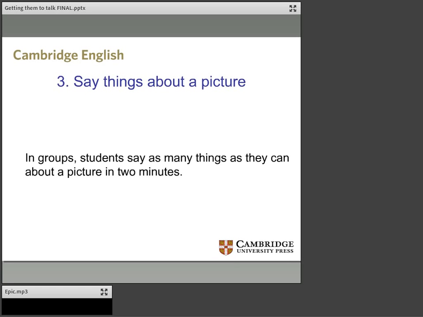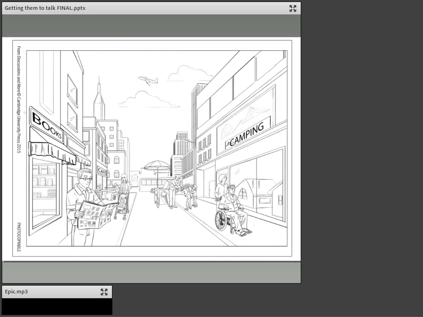Say things about a picture, as I said in the interview, is one of my favorite activities here. You display a picture in the front of the class, or you give each group a picture with lots of things in it, and you give them 2 minutes to say as many things as they can about the picture. Here's the picture.